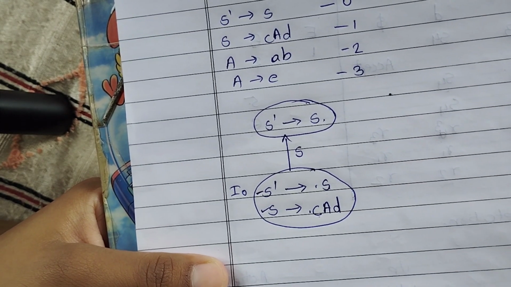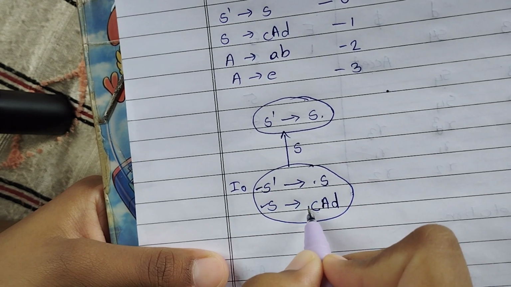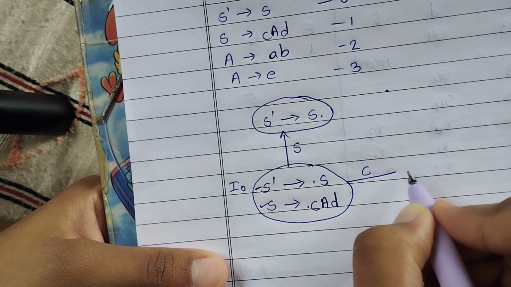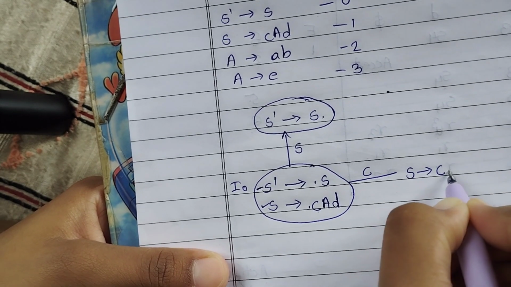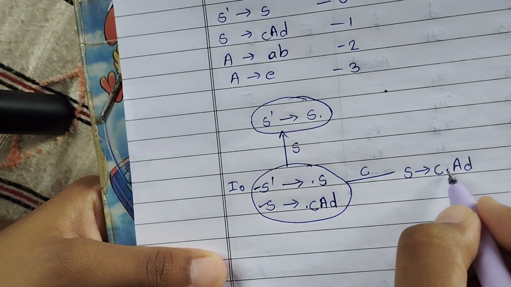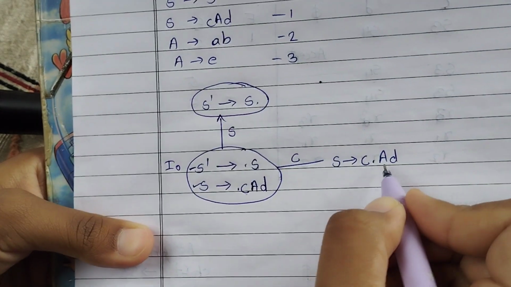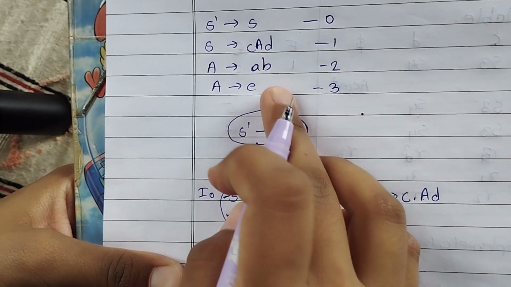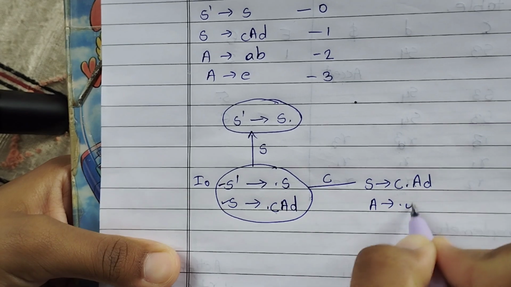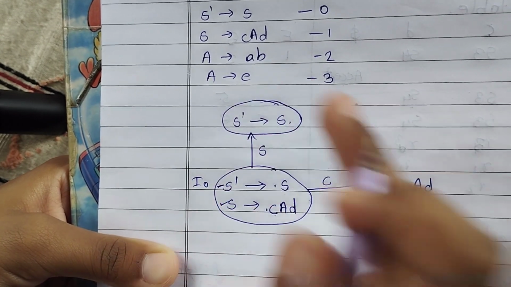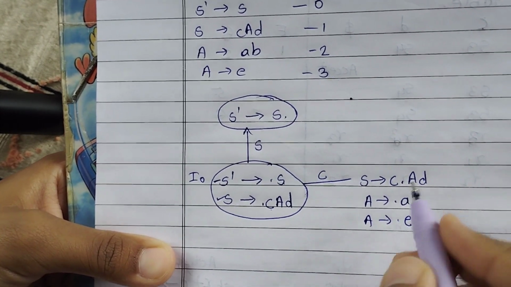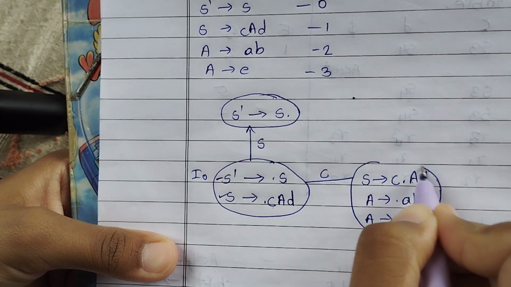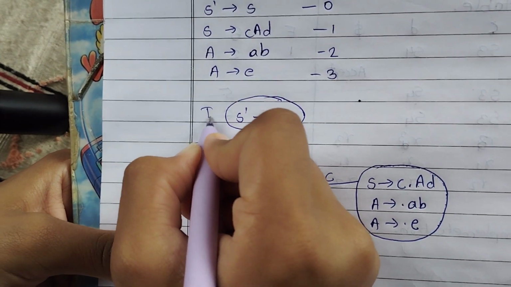Now second, S → dot CAD. Now we move this dot with respect to C. So C with respect to C, and now this is S → C dot AD. Now after the dot one non-terminal is present, so we write all the grammar of that non-terminal. So A produces two cases: A → dot AB and A → dot e. Now this e is a terminal, so we do not explore anything further. So this is the I1 state, and this is the I2 state.